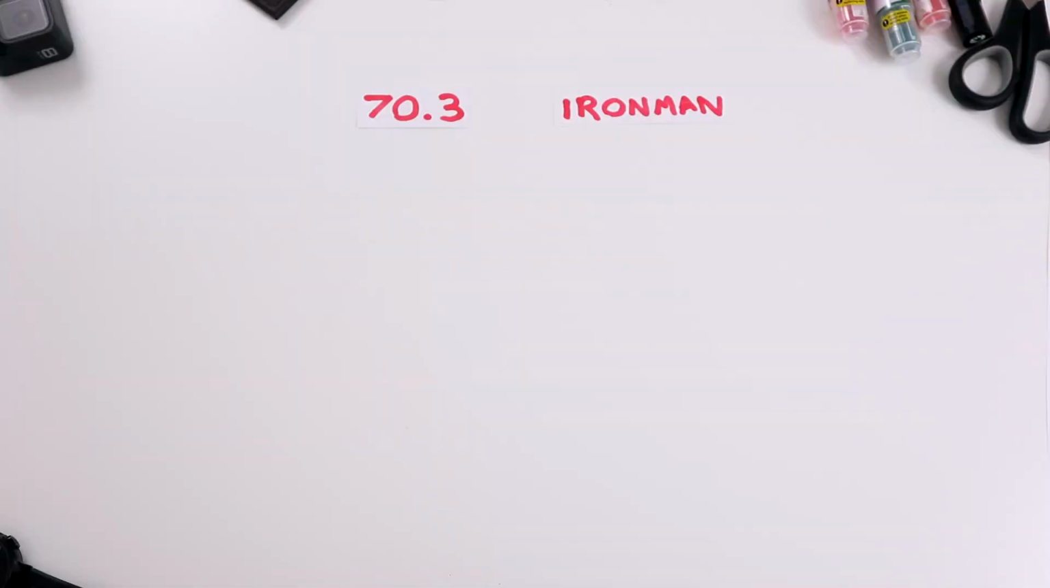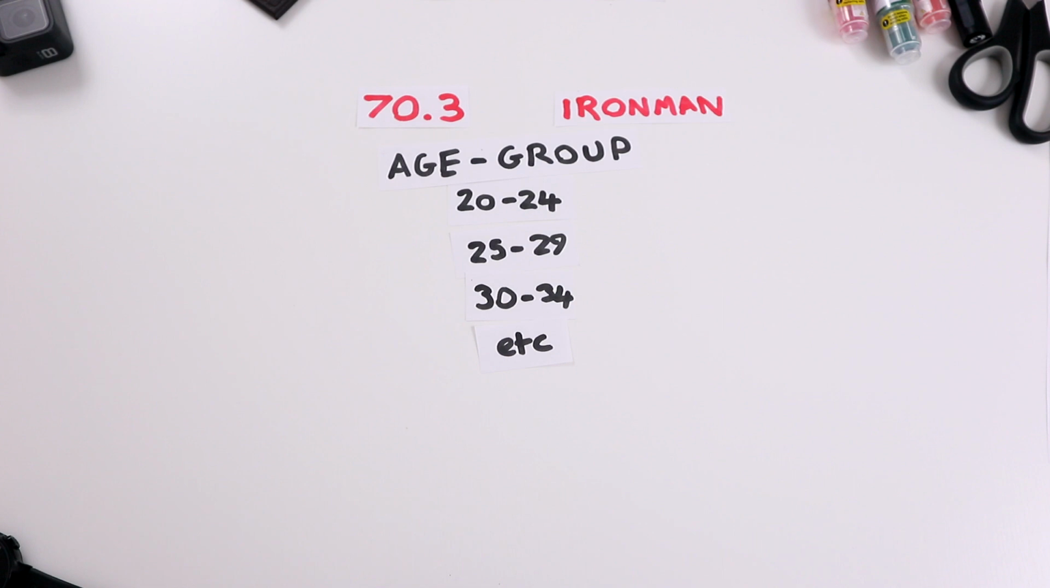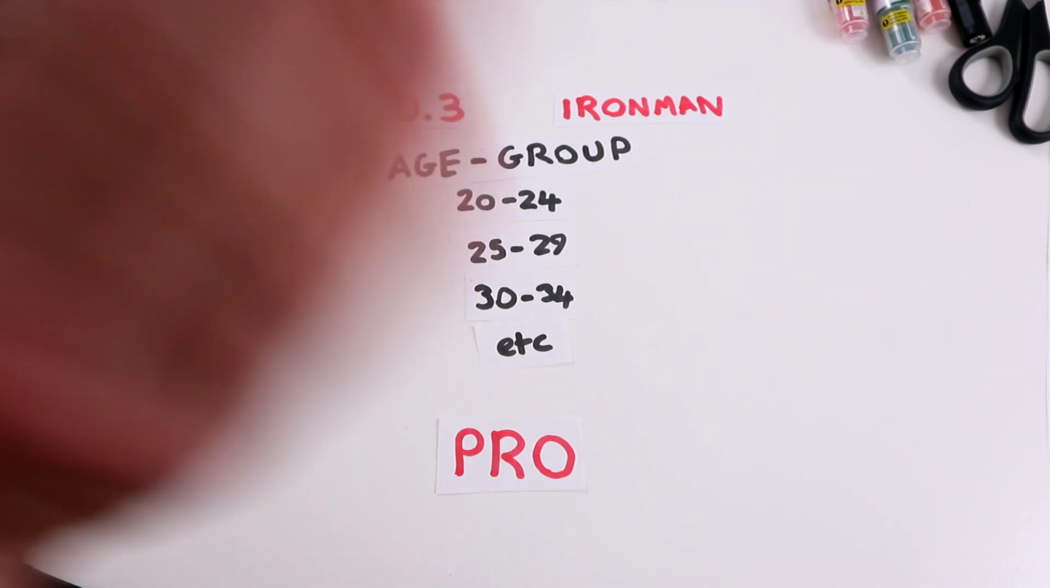Now, racing at most of these events is split into a number of categories. So first up, age group racing. It's grouped into 5-year categories, so you get 20 to 24, 25 to 29, 30 to 34 and so on, in which you'll be racing against other competitors your age. There is also then the pro category, which is the category where the fastest athletes will be racing, and they'll also be racing for a share of the event's prize purse.